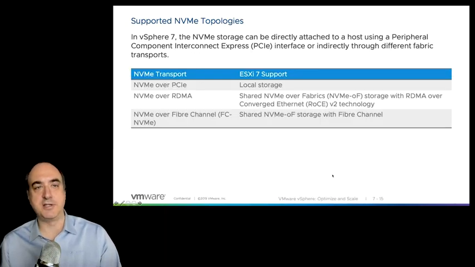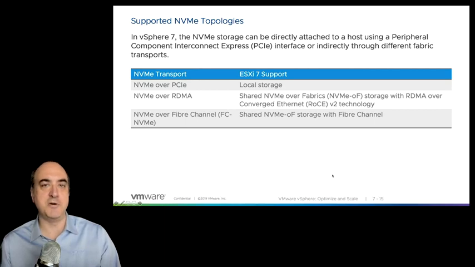So to take a look at the NVMe technologies in vSphere 7, there's support for NVMe as a local device, which isn't new. That's been there since vSphere 6.5. That's just simply NVMe on a PCI bus. And then we have PCI Express, right? So PCIe bus. And then there's also our NVMe over RDMA. Basically, that's part of the NVMe over fabrics umbrella.